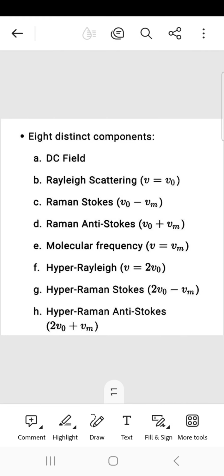They are at nu equal to 0, the DC field term. Then nu equal to nu0, the Rayleigh scattering. Nu equal to nu0 minus nu-m, Raman Stokes. Nu equal to nu0 plus nu-m, Raman anti-Stokes. Nu equal to nu-m, molecular frequency. Nu equal to 2 nu0, hyper-Rayleigh, and 2 nu0 minus nu-m, hyper-Raman Stokes. Nu equal to 2 nu0 plus nu-m, hyper-Raman anti-Stokes.